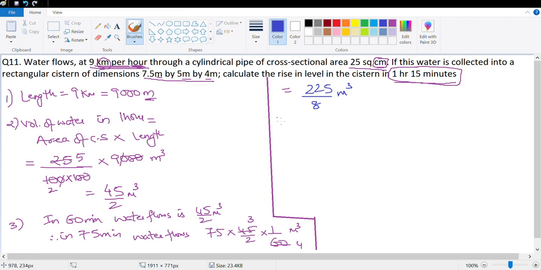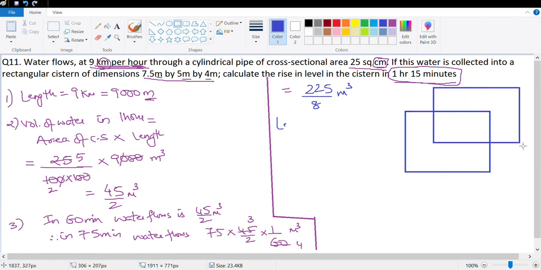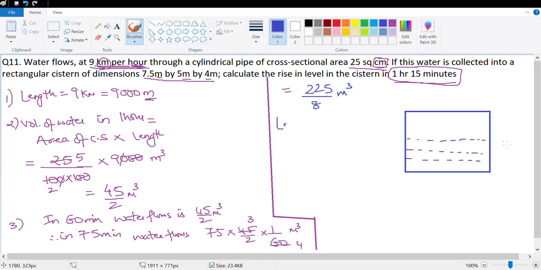Now again, this time we have a rectangular system. We've been doing such questions for cylinder. Let's look at this question for a rectangular system. Let's look at the cross section. I'll not draw the full thing. So let's say this is the increase in height due to the water flowing out in 1 hour. So this volume, which is basically a mini rectangular cistern, which means mini cuboid, the volume of this is 225 by 8.